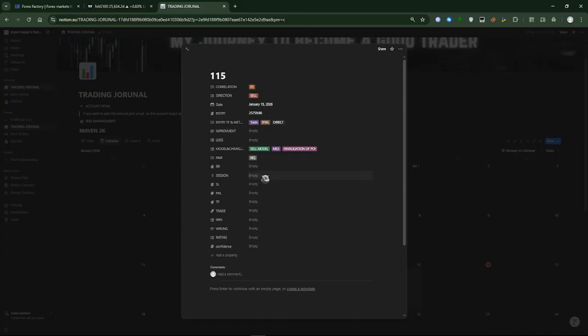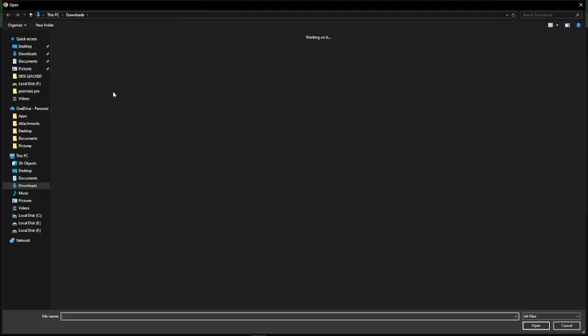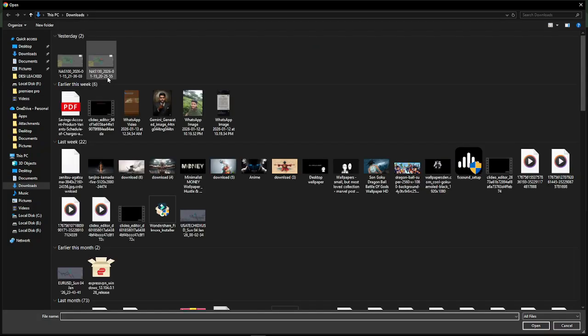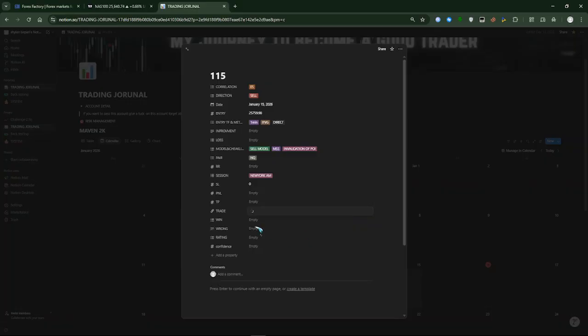The first was a break even. Stop loss was a break even. So I'll just put a zero here. I'm not focusing on the P&L right now. Let's put a trade photo here. I had two of them. The first one, this one is the first one.